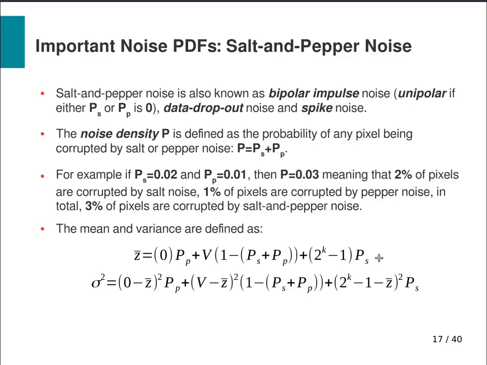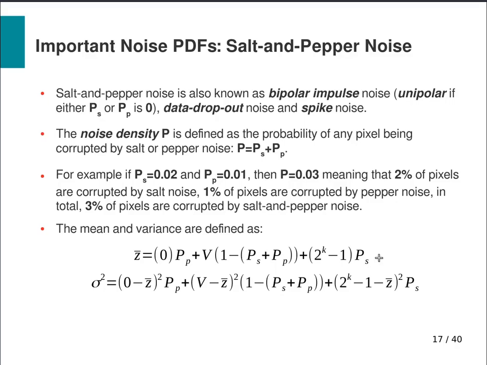For example, if you have an image in which P of S is 2% or 0.02 and P of P is 1% or 0.01, then the noise density is going to be 3%, which basically means that 2% of the pixels are corrupted by salt noise and 1% is corrupted by pepper noise, and in total 3% of the pixels are corrupted by salt and pepper noise.